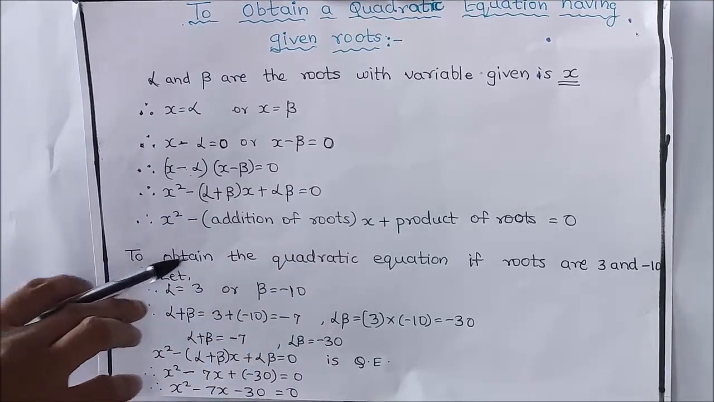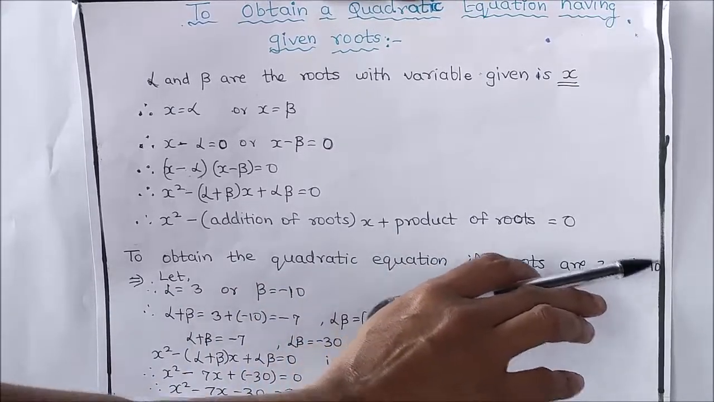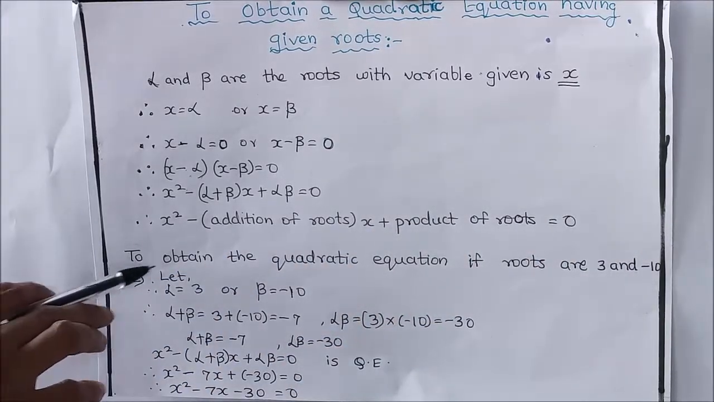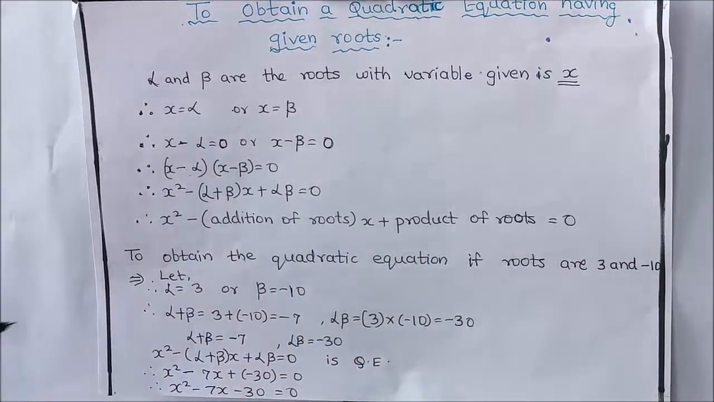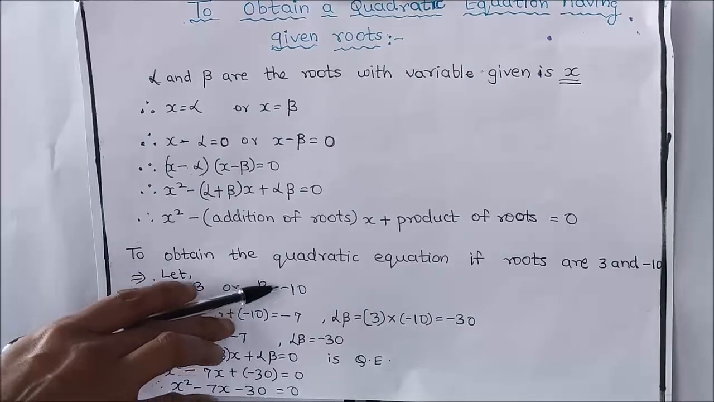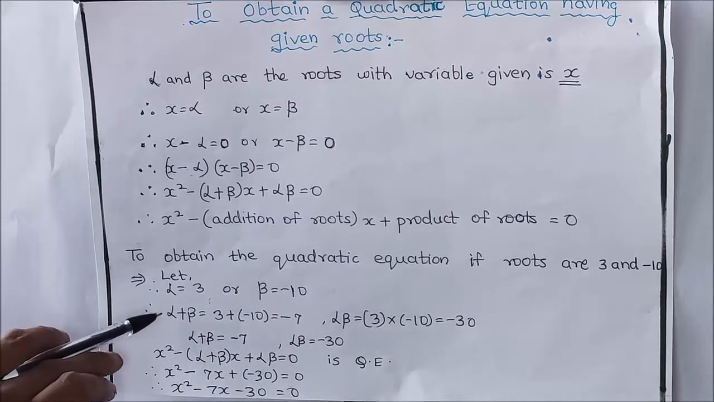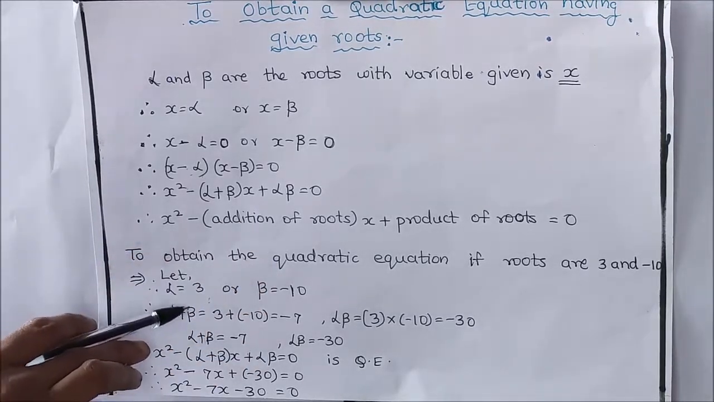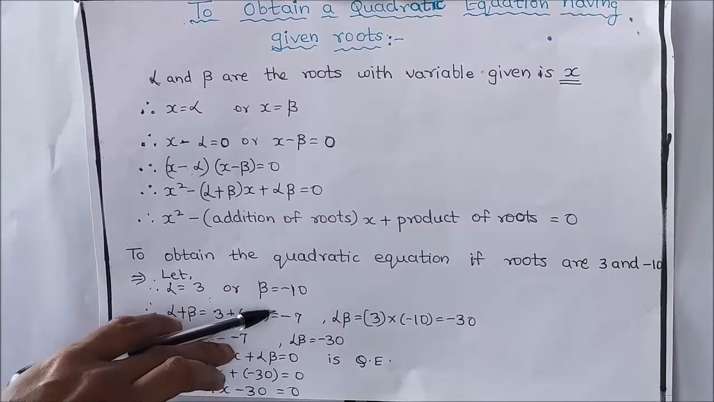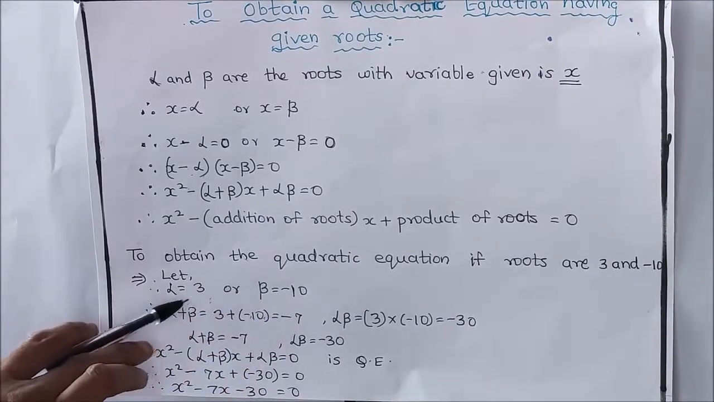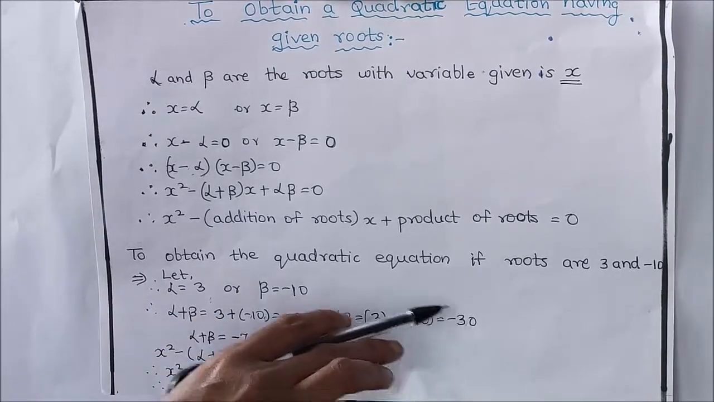That is, to obtain the quadratic equation if roots are 3 and minus 10. This is an example given. To obtain the quadratic equation if roots are 3 and minus 10. Let alpha equals 3 and beta equals minus 10. Then the addition of roots will be alpha plus beta equals 3 plus minus 10, that is 3 minus 10, it is minus 7. And product of this, we get alpha into beta is 3 into minus 10 is minus 30.